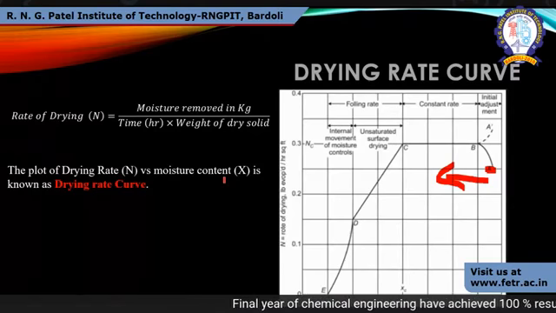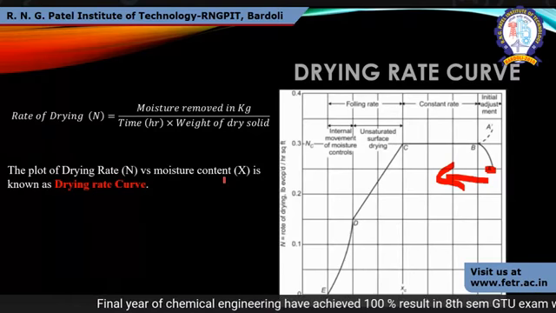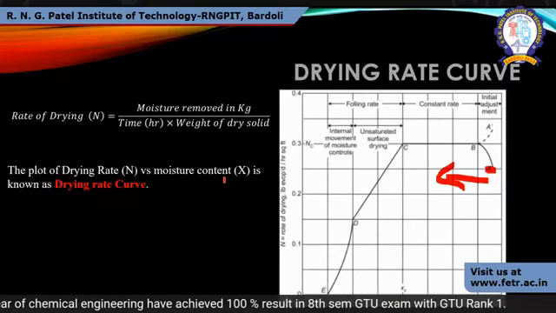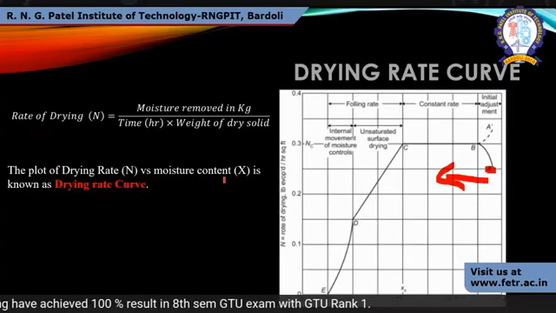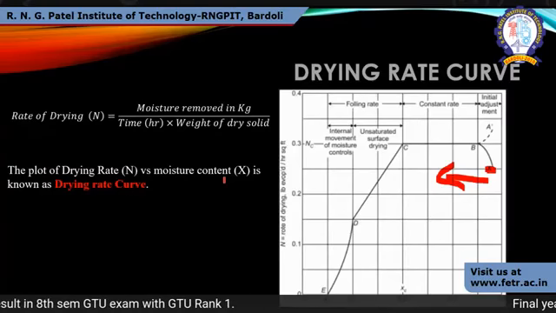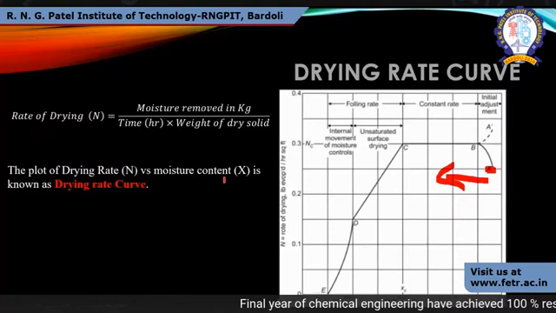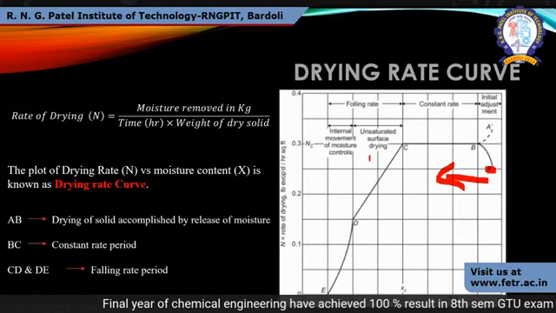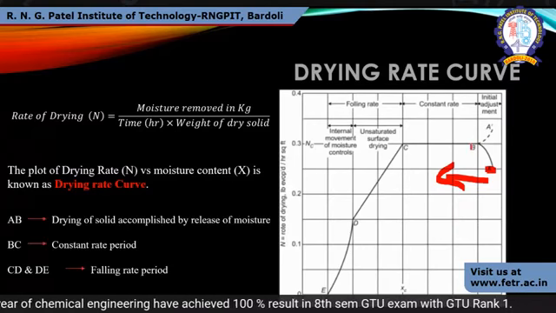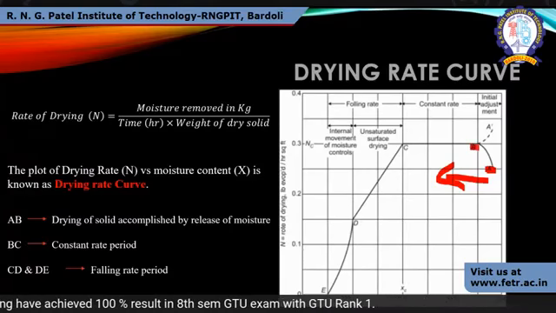This drying curve is known as the drying rate curve. The drying rate curve is very important. See, there is a rate, which means the speed at which drying takes place, right? So we started from point A. Now, point A to B. What happens from point A to B?